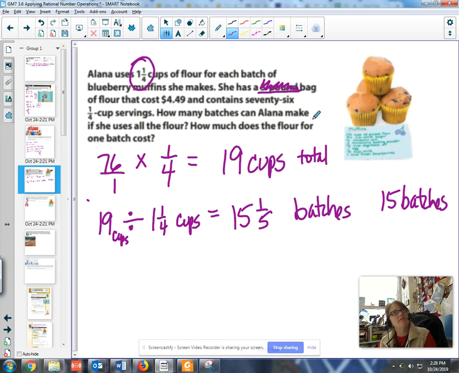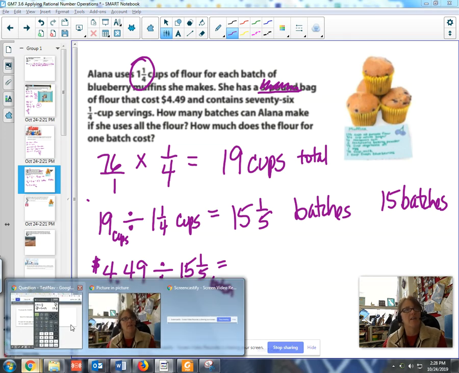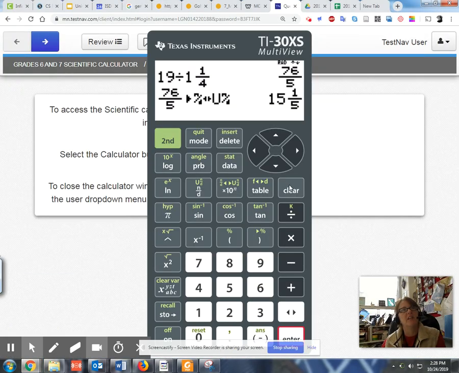Now let's see what is going on. How much does the flour for one batch cost? So if it costs how much money? $4.49. Okay. And we know that we can get 15 and a fifth batches. We're going to divide it by 15 and a fifth because this will tell us how much money per batch. This is the money. This is the batches. So when you go ahead and divide that one, I most definitely am grateful for having a calculator.